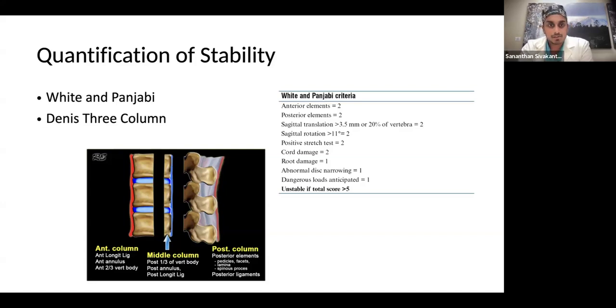The Denis three-column model is a very simplistic and easy way to understand stability, and that's essentially that the spine can be divided into three columns: anterior, middle, and posterior, as you can see there. Injury to two out of the three columns is potentially unstable. Injury to three out of the three columns is grossly unstable, and then injury to one out of three columns is essentially a stable injury.